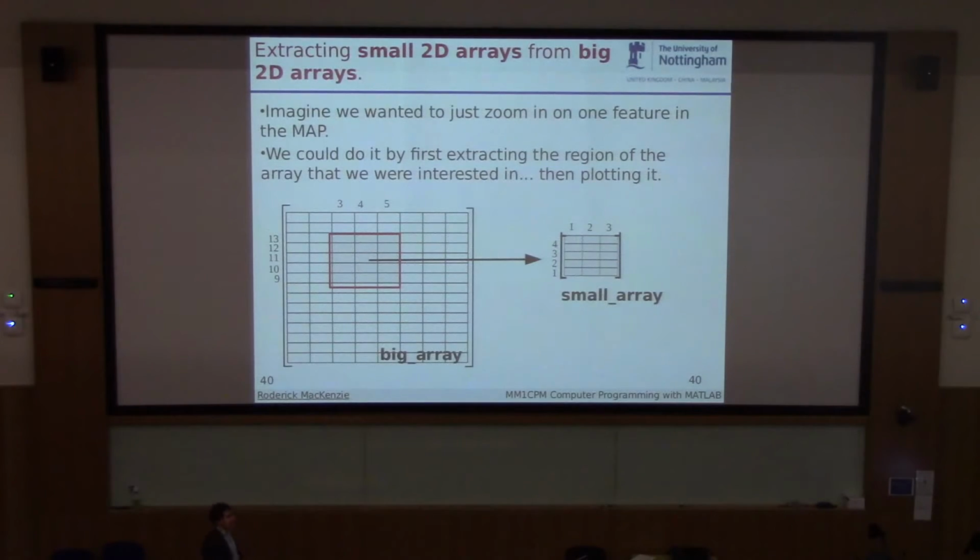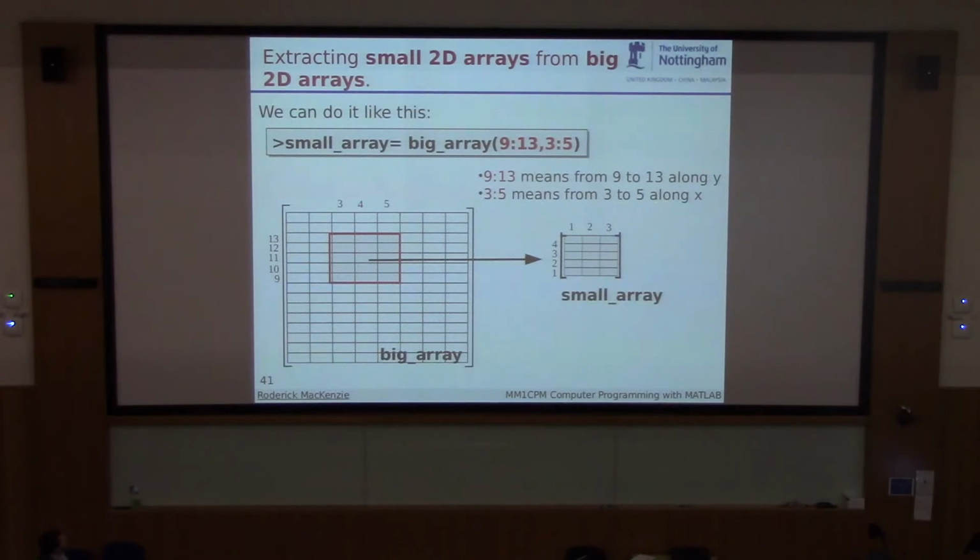We can do that in a very, very simple way. I think this is the last difficult thing I'm going to tell you. This is what we need to do to make a small array from a big 2D array. We go small array equals big array, then the start of the Y coordinate, which is 9, dot dot, end of the Y coordinate, which is 13, comma, start of the X coordinate, which is 3, end of the X coordinate, which is 5, and this will literally chop out this area here and pop it into a small new array. Okay? Any questions on that?